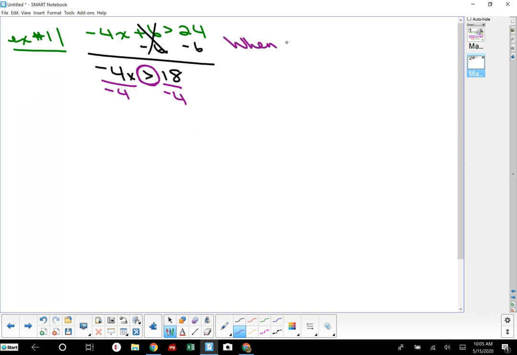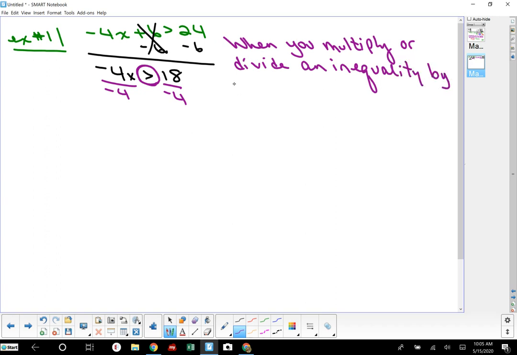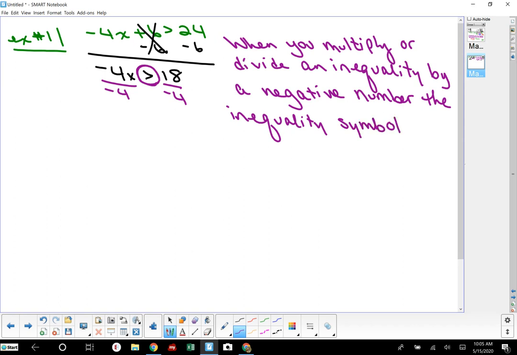When you multiply or divide an inequality by a negative number, the inequality symbol switches directions. It's a common boo-boo. People forget to do it, and you just have to be really careful.